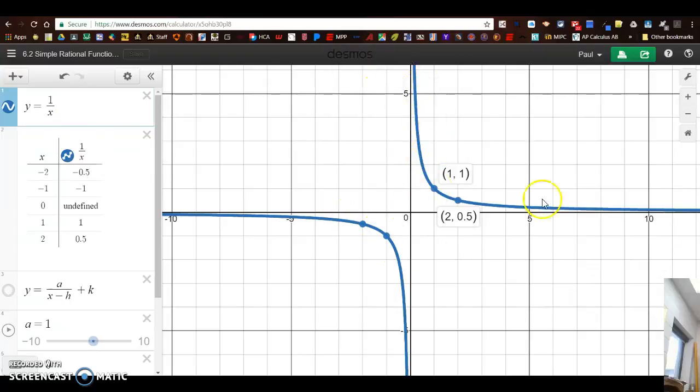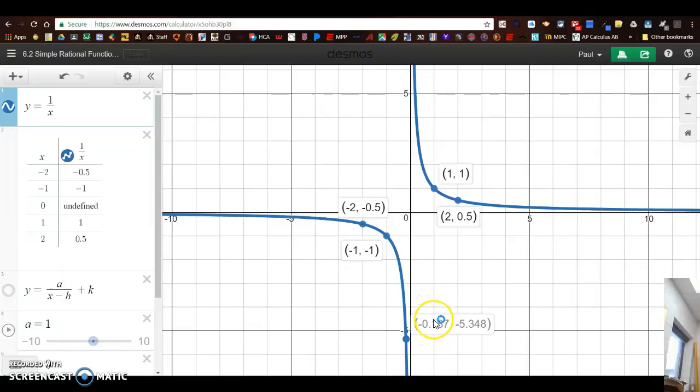This is the first branch of my hyperbola, and then I've got another branch of my hyperbola over here. When I plug in -1, I get -1. When I plug in -2, I get -1/2. When I plug in bigger and bigger negative numbers, I get smaller and smaller negative numbers for the output. As I plug in smaller negative numbers, once it gets closer to 0, notice that the output gets bigger and bigger and bigger in a negative fashion.